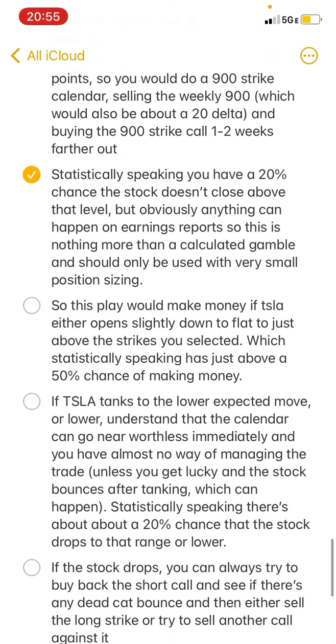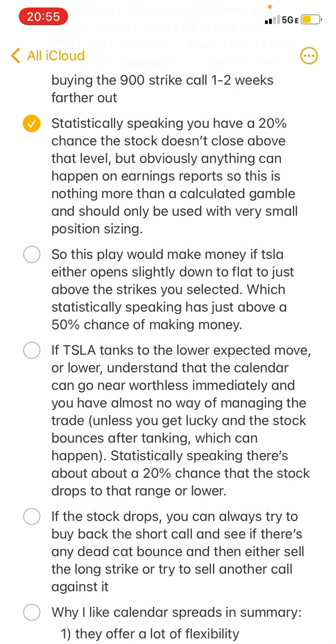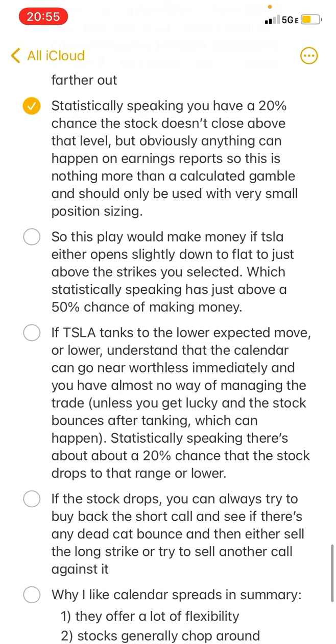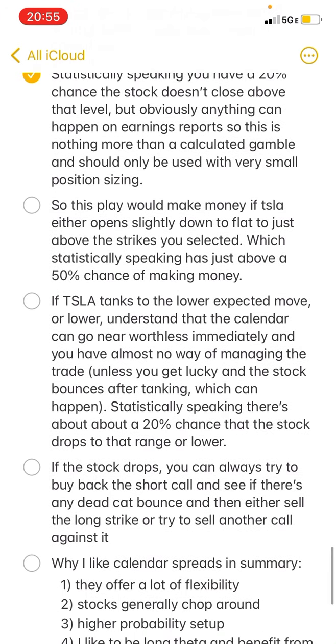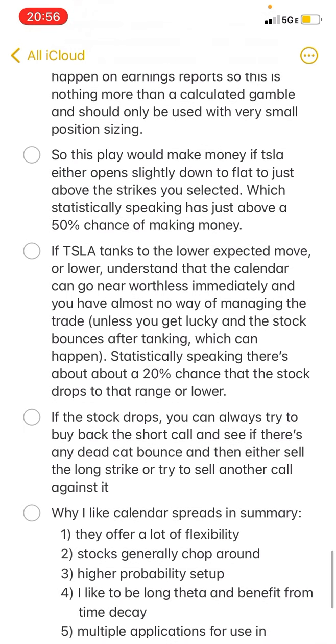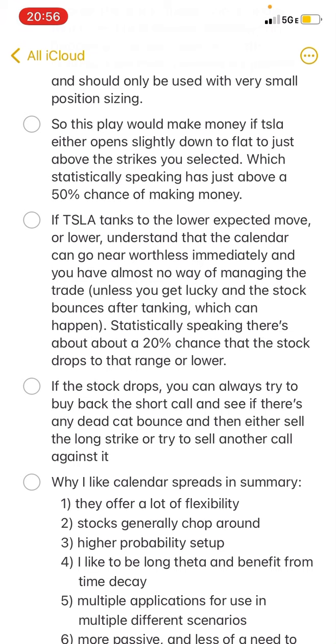Okay. So statistically speaking, you have about a 20% chance the stock doesn't close above that level. But obviously anything can happen on earnings reports. So this is nothing more than a calculated gamble and should only be used with very small position sizes. I can't emphasize that enough. Okay. So this play would make money if Tesla either opens slightly down to flat or to just above the strikes you selected, right? Which statistically speaking has above a 50% chance of making money.